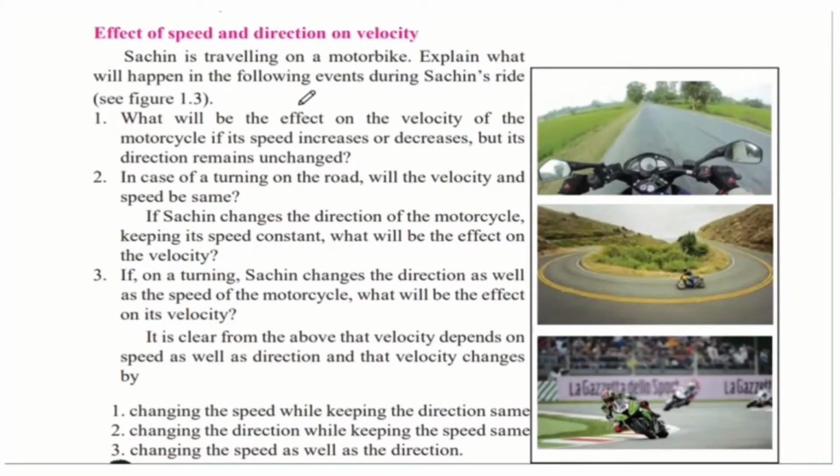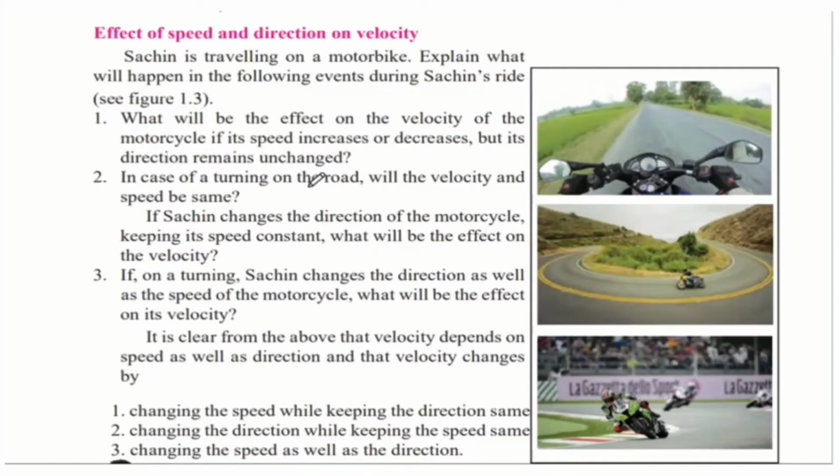So, what will be the effect on the velocity of the motorcycle if its speed increases or decreases but its direction remains unchanged? We had seen earlier that velocity changes with respect to speed and direction. But here the direction is unchanged. So, if the speed increases, velocity will increase, and if the speed decreases, velocity will decrease.